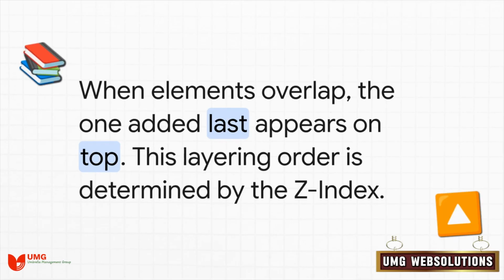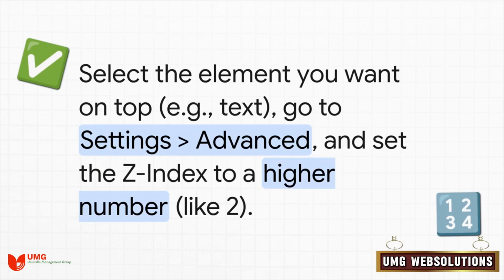Okay, here's a situation you are 100% going to run into. You add a nice background shape, then you add some text on top of it, and poof, the text is hidden behind the shape. Why? Well, it's because by default, whatever you added last sits on top of everything else. This layering is all about something called the z-index. But don't worry, the fix is super easy. Just click on the thing you want to bring to the front, in our case, the text, then head over to its settings, find the Advanced tab, and just give it a higher z-index number. Even just changing it from 1 to 2 will pop it right on top.